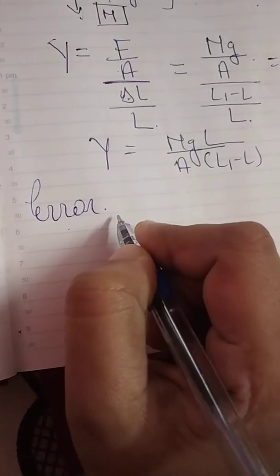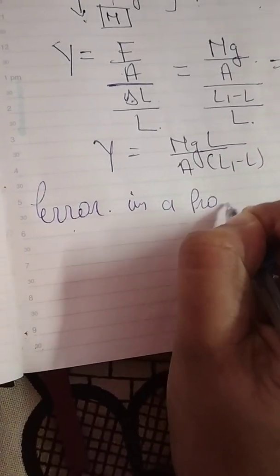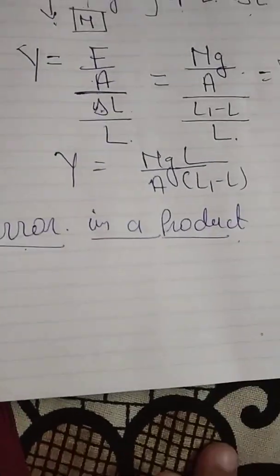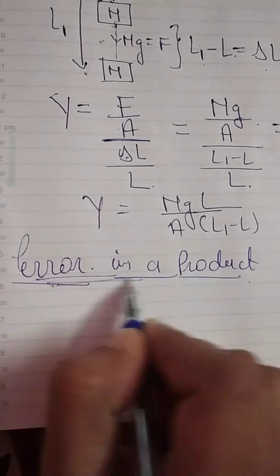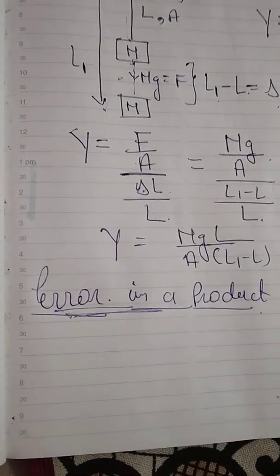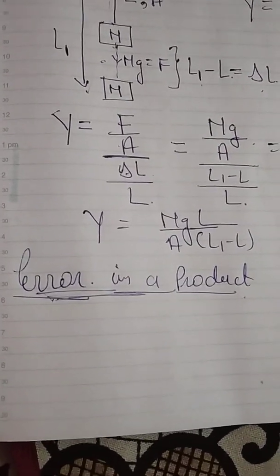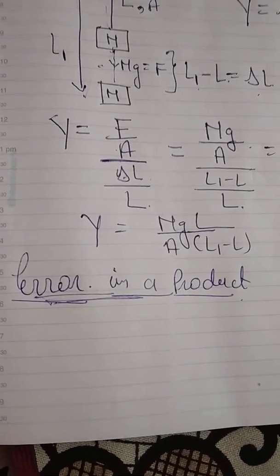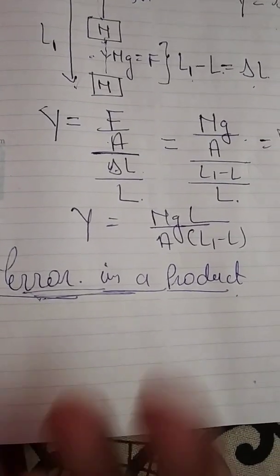So again, one more topic of error and measurement, that is error in a product. So let's understand the basic concept of it. Students, one more thing, maybe some of you are thinking I have uploaded part 1, part 2, part 3 of this error and measurement. So what is the need of all this, to find the error? I already told you why we need to find the error, but why do we have error in sum, error in differences, error in product.